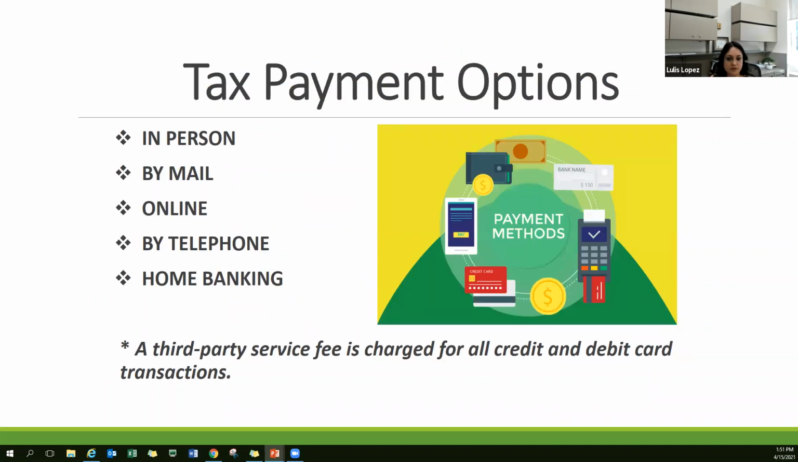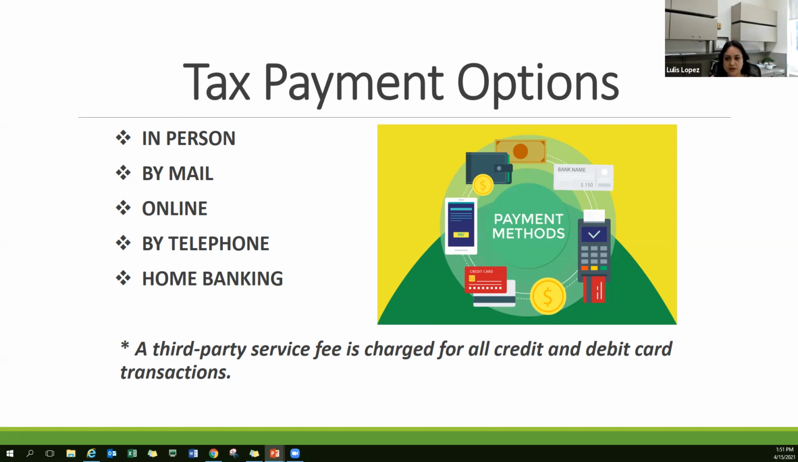And here are the methods of payment. In a normal world, there is in person, by mail, online, by phone, or home banking. There is a third-party service fee if you pay by credit card or debit card. So in person, like you were asking, Sue, we do take cash, checks, credit cards in the finance building. You can mail checks, cashier's checks, money orders.